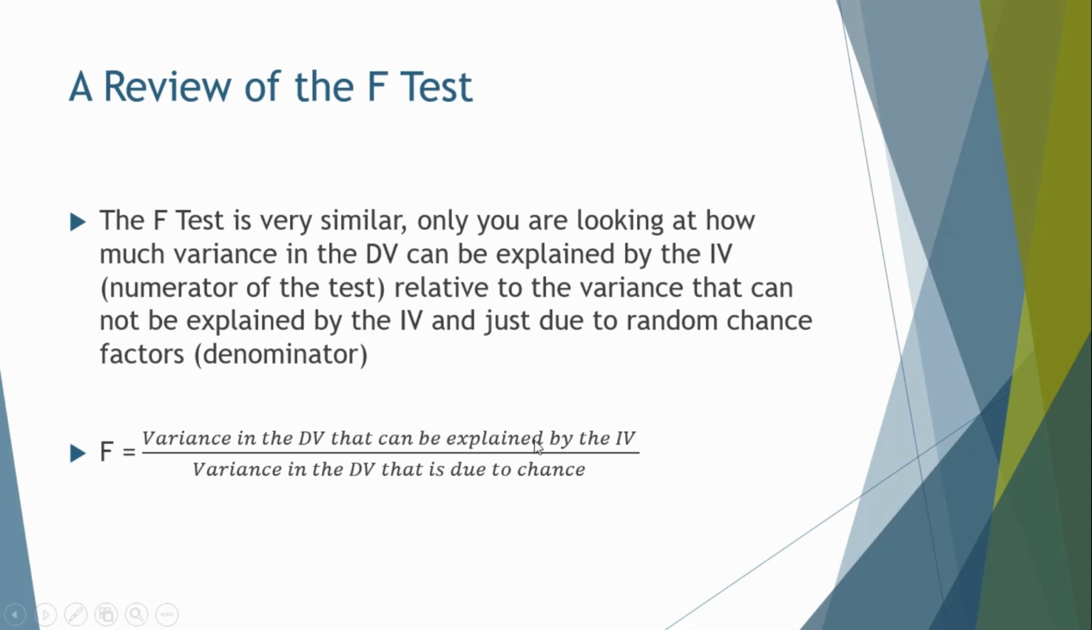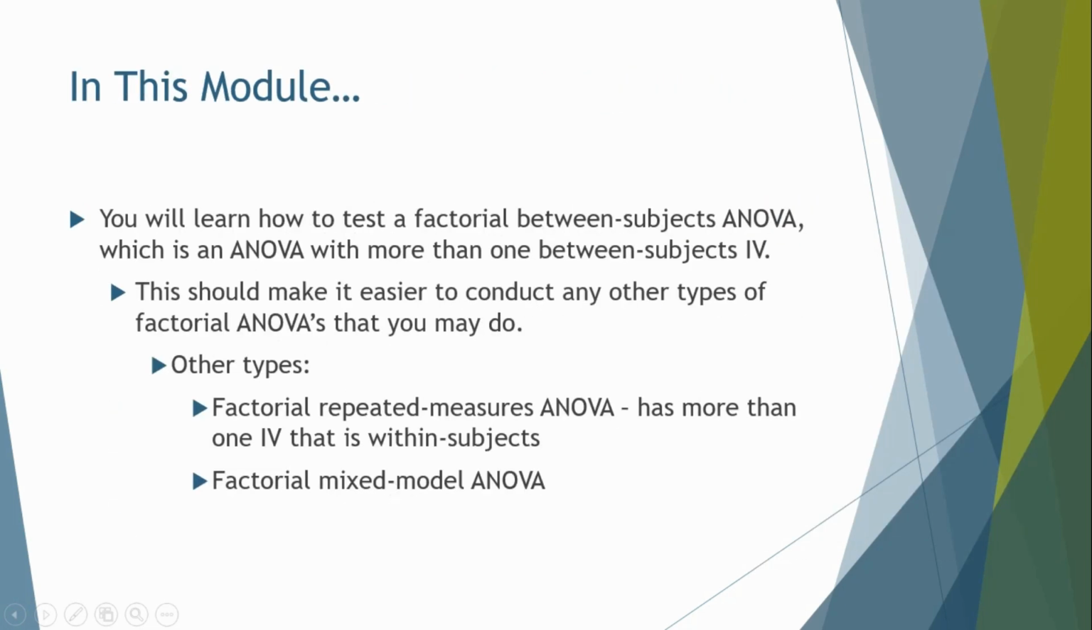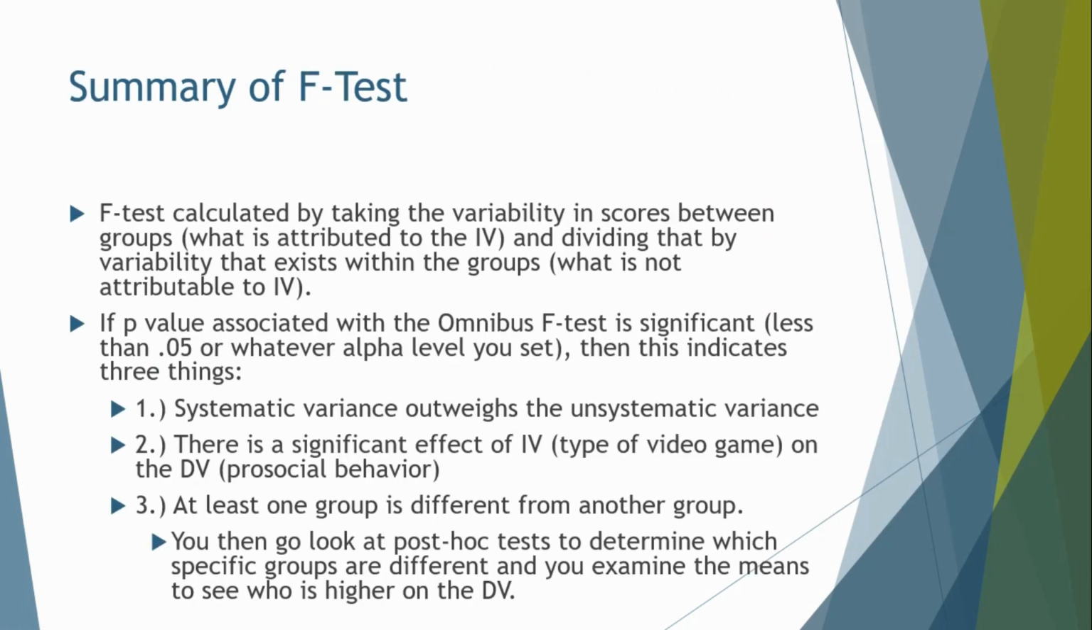We want this to outweigh this. So we want our F ratio to be larger than 1, okay? If this is larger than this, our F has to be larger than 1, but we want it to be quite a bit larger than 1 in order to say, okay, this definitely outweighs this. Okay, so that's just a review of the F ratio in a nutshell mathematically.